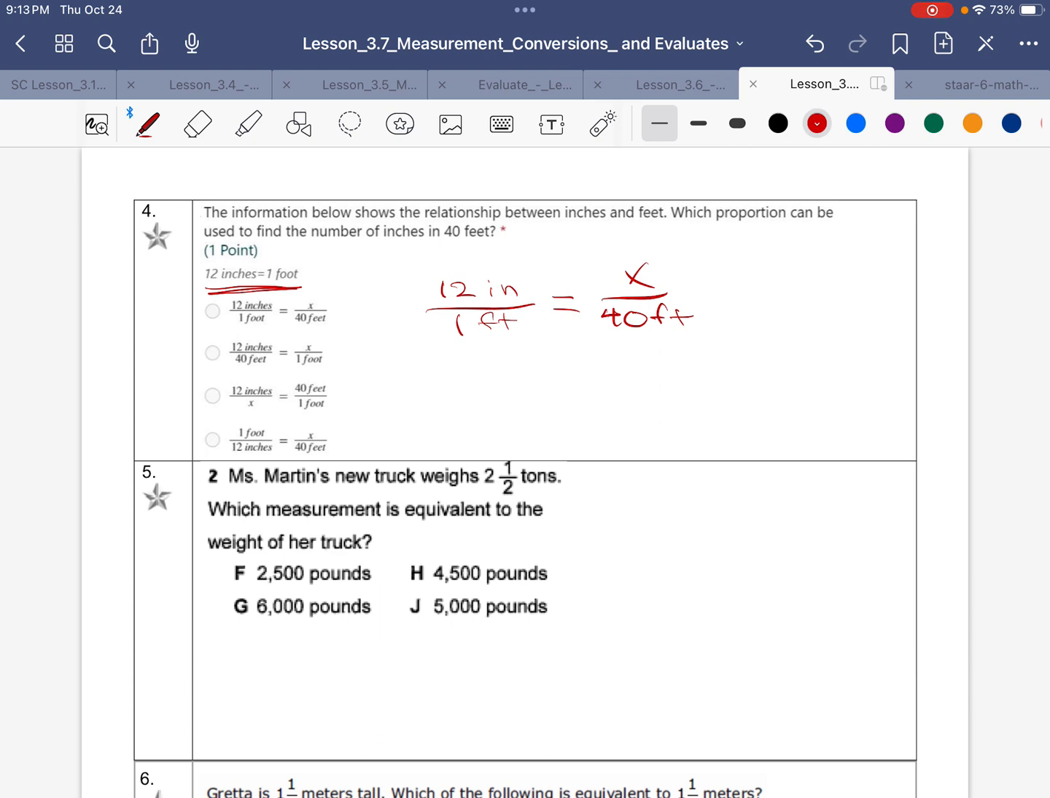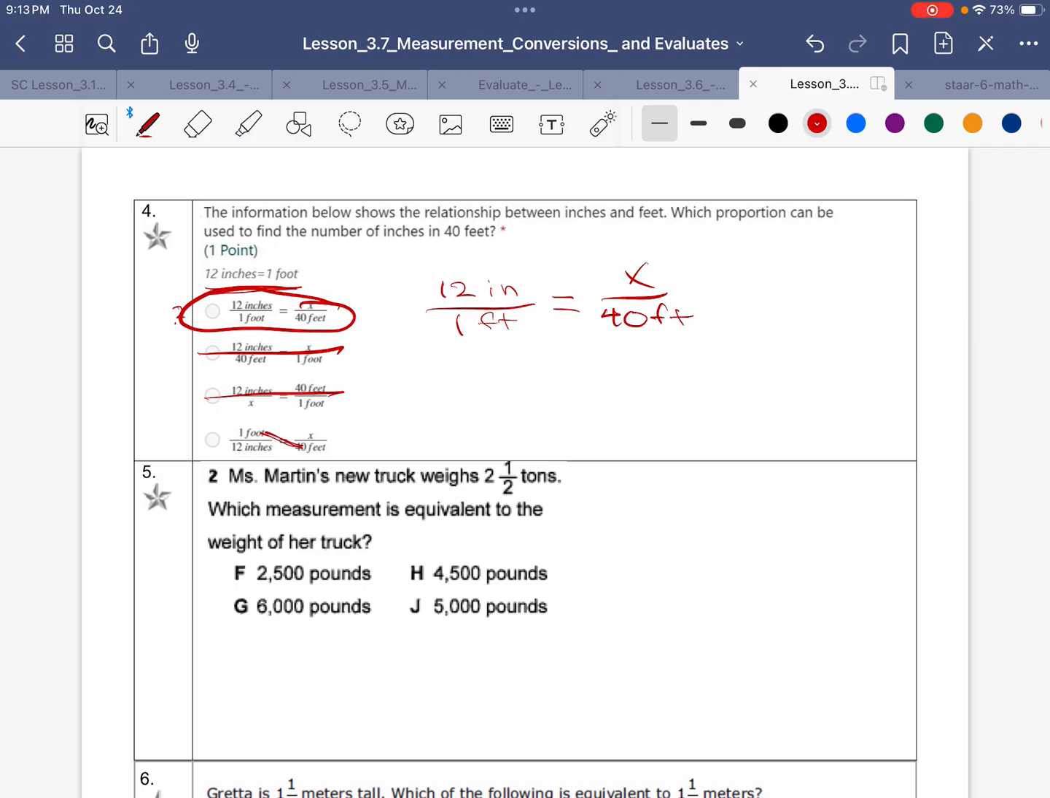All right? So let's see if we see one like this. This one looks pretty close right here already. This is on the wrong side. They've got 12 inches and they don't have the 1 foot with it. 1 foot, 12 inches, and then they've got feet. They've got this crossed. So, here we go.